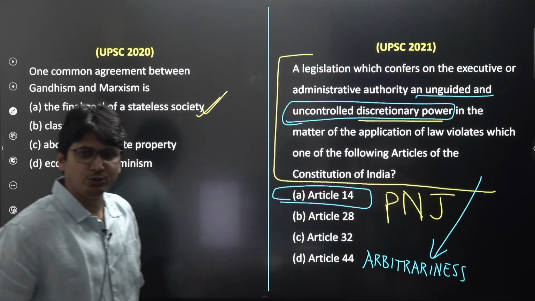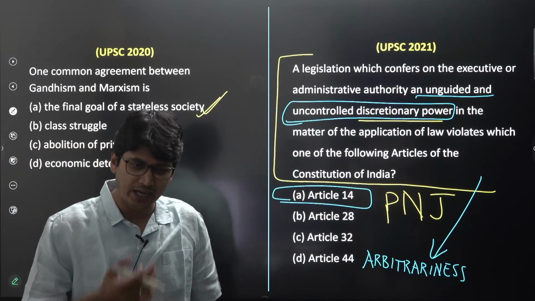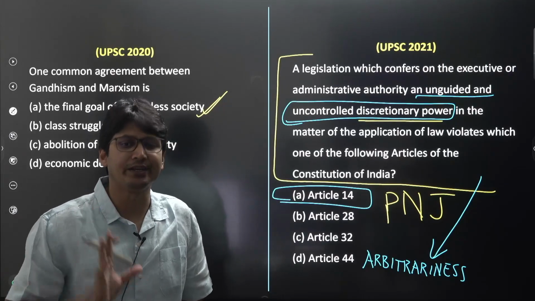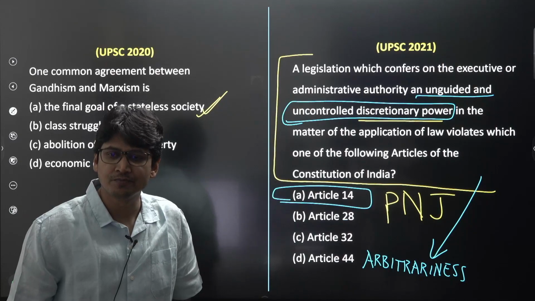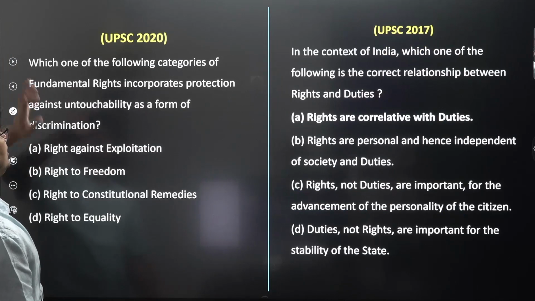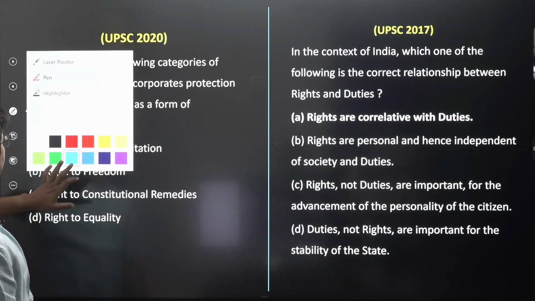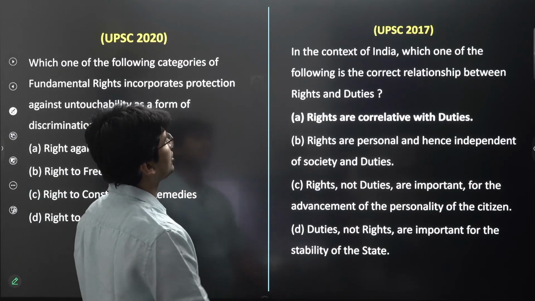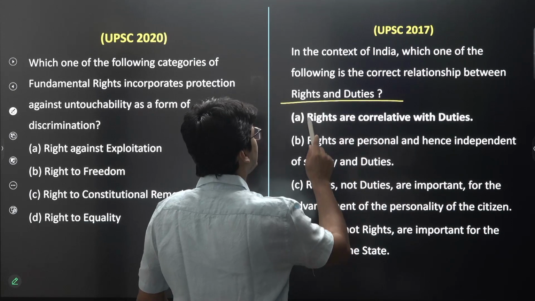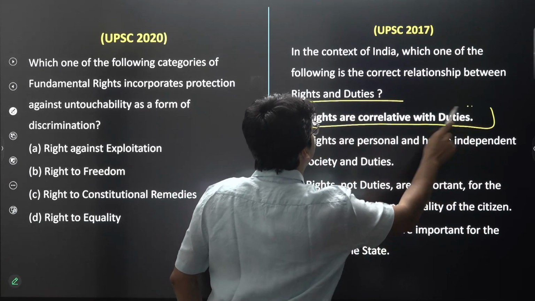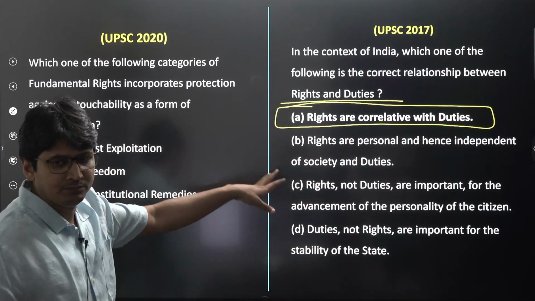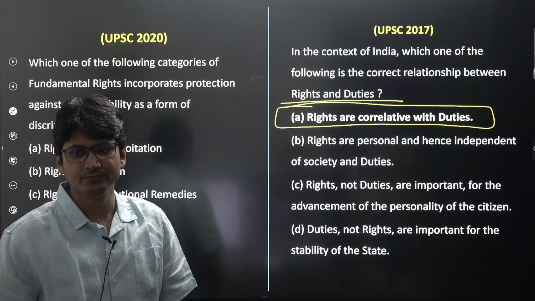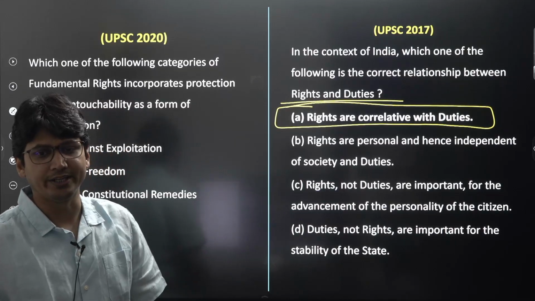So through these questions, what I have tried to do with you all is that I have tried to give you certain ideas. I have inserted certain ideas in your brain. Think about these ideas. Okay? Moving further. Let us see the next one. 2017, in the context of India, which one of the following is the correct relationship between rights and duties? See, always remember, rights and duties are correlative. We will discuss about this later, but please write this. Rights and duties are correlative.